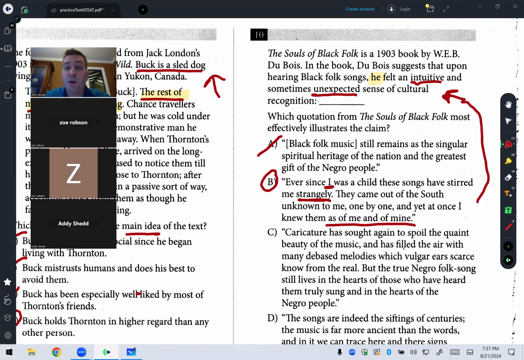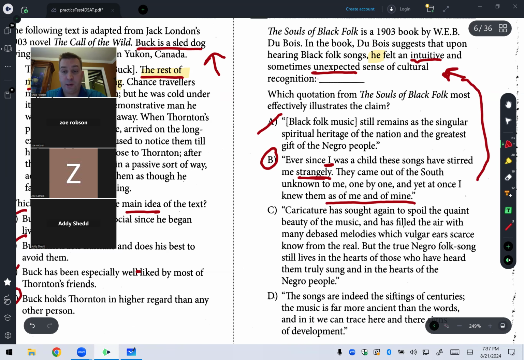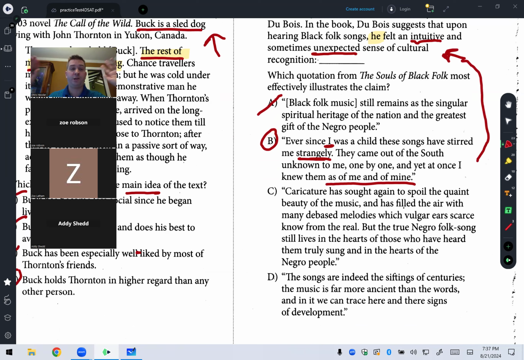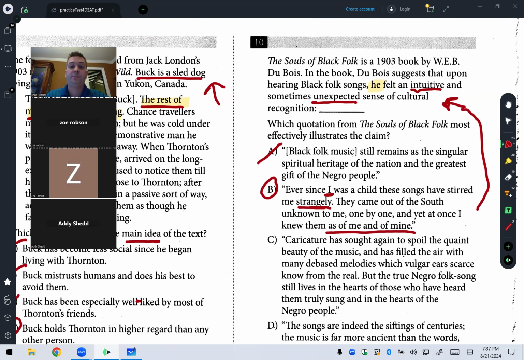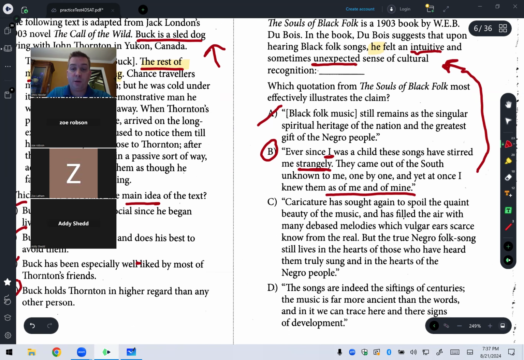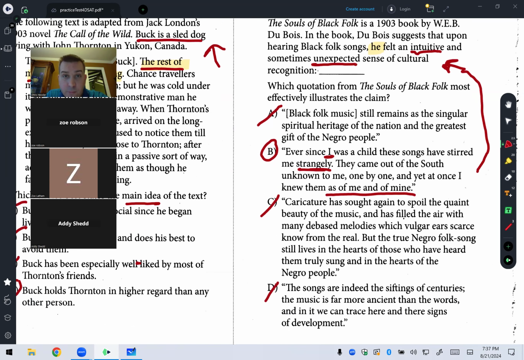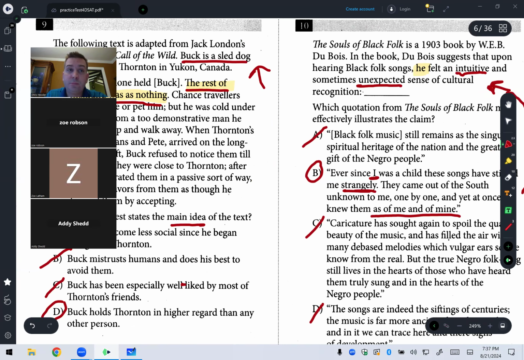The other quotes would not fit because they don't explain how he himself, how Du Bois, felt. I needed this personal pronoun I. It's the only one that mentions it. The other ones are very general. They don't explain his own personal experiences. C or D are out. All right. On to the next question, number 11.